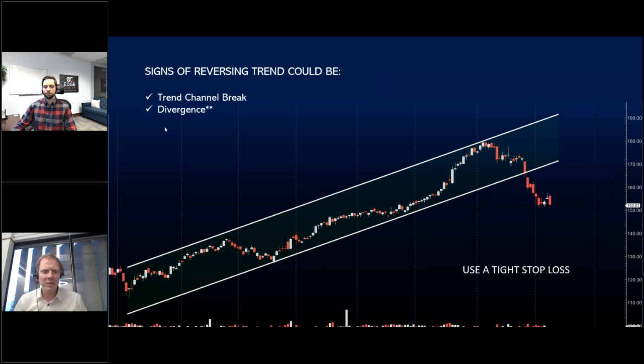Divergence is a discrepancy between price action, so price might go up, but an underlying indicator might go down. Then you have a divergence, which can be a warning sign that the trend will reverse. Of course, if you want to go against the trend, if you want to be a counter trend trader, make sure to use a tight stop loss, because chances are you might be wrong after all, because spotting these reversals and being right is incredibly difficult.